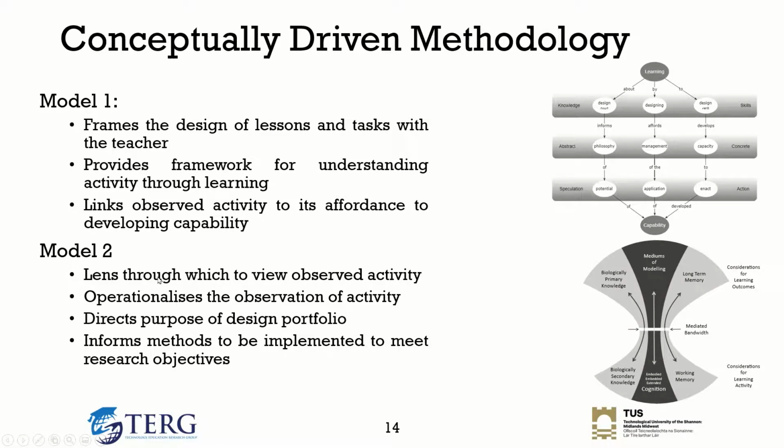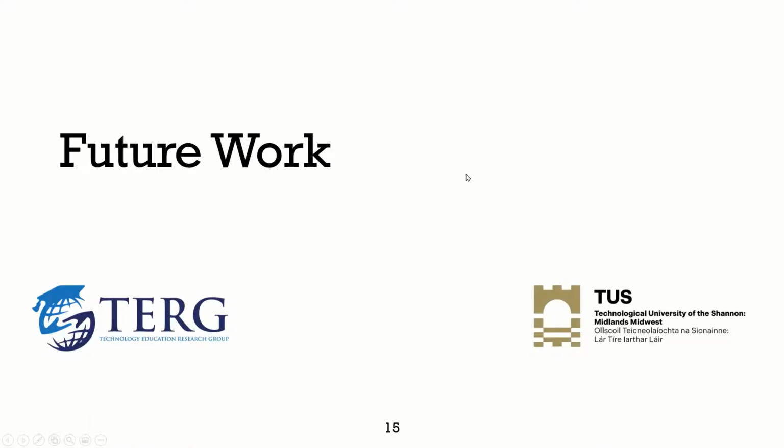Model 2 is directly related more so to the actual student activity as it may be observed. As a result, it's a lens through which to view observed activity. It operationalizes the observation of activity. It directs the purpose of the design portfolio, and the design portfolio was based upon this model. It's also informing the way that we collect data and what data needs to be collected, as a result of the understanding that these are important for learning within design, early learning. And this is the point at which that has been done. What I've just spoken about has been established and has been worked through.